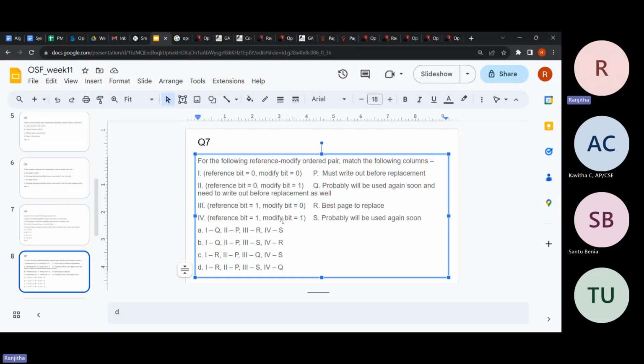So 1 will go to R. So these are the choices C and D, 1 to R. 2 will go to P. So 2 to P both have. 3 goes to S. 4 goes to Q. So the answer here is T.